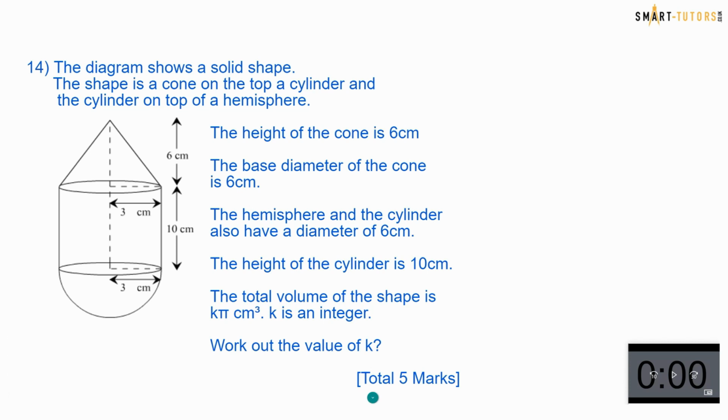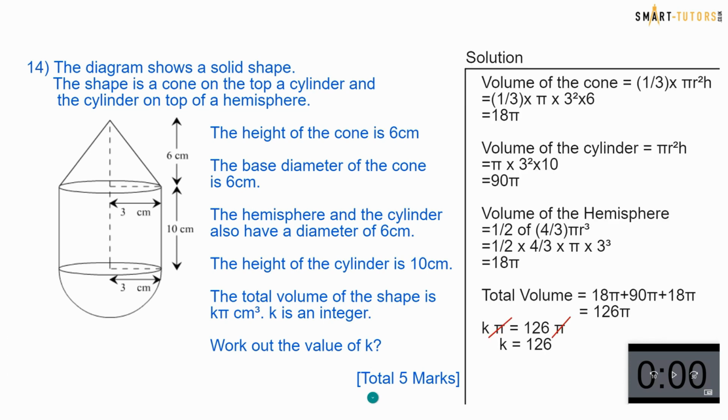It's a 5-marker question. So the answer for question number 14 is k equal 126. Let's look at each step for this one. Volume of the cone is 1/3 pi r squared h. I must admit, as a GCSE maths student, you must remember this formula for each 3D shape. Some papers have the formula written on the question in a box, but I didn't put that formula in the question paper.